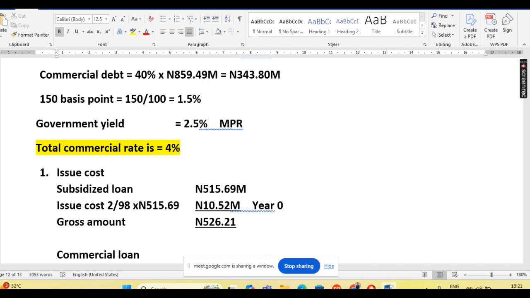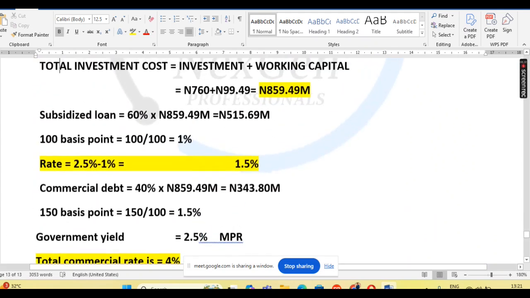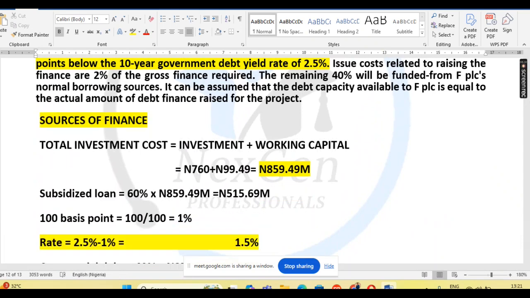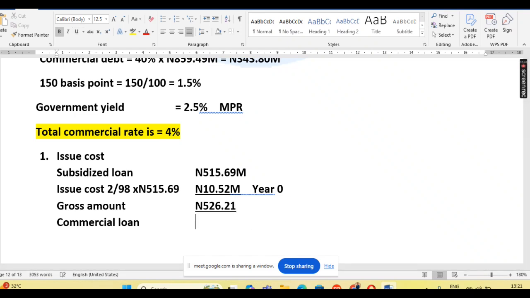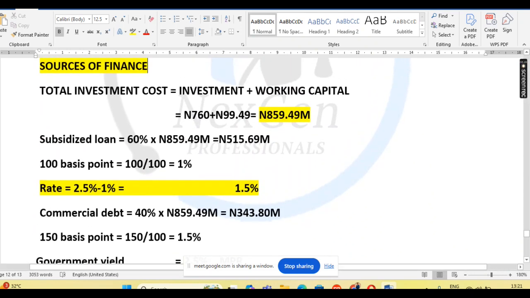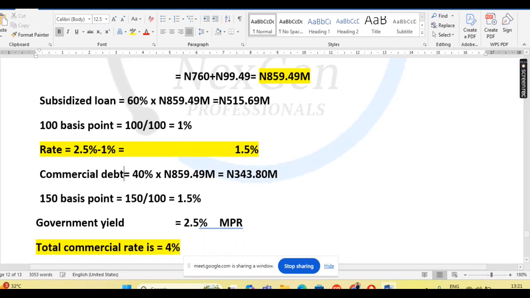So the next one is the commercial loan. Oh, we don't have enough space. Okay. I just want to use this part. What is the commercial loan? The original amount of the commercial loan. This is it, right? This is the amount.